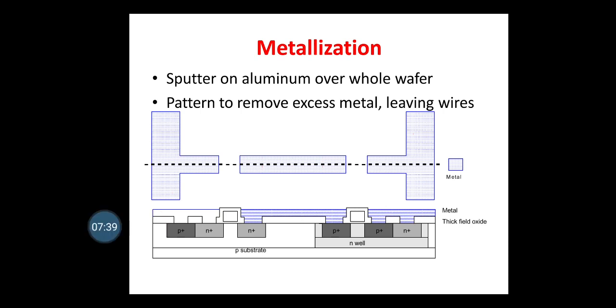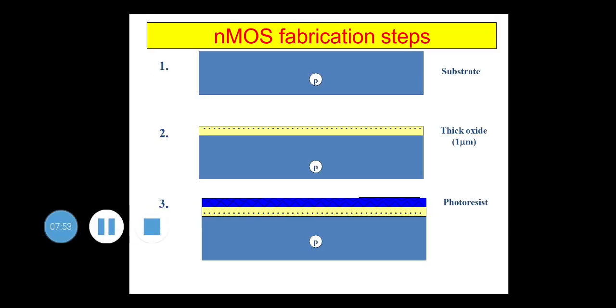This is all about IC fabrication, the general IC fabrication process. Now we will move to see NMOS IC fabrication and PMOS IC fabrication process. Now we are going to check NMOS fabrication steps. So here you can see the processing NMOS fabrication steps.